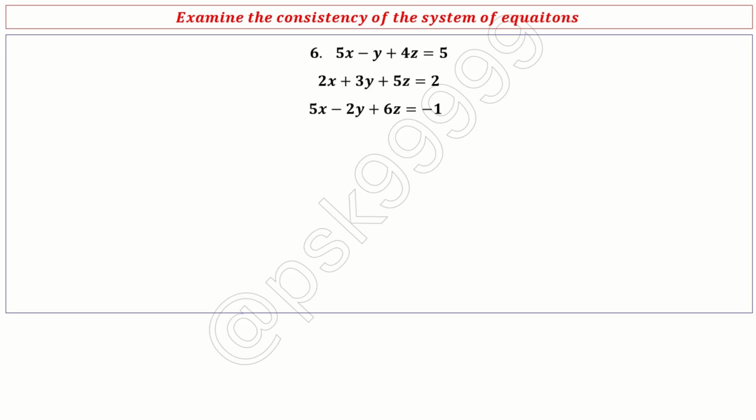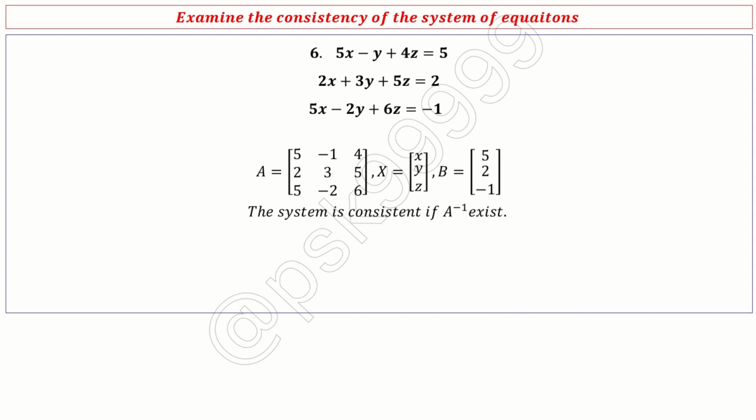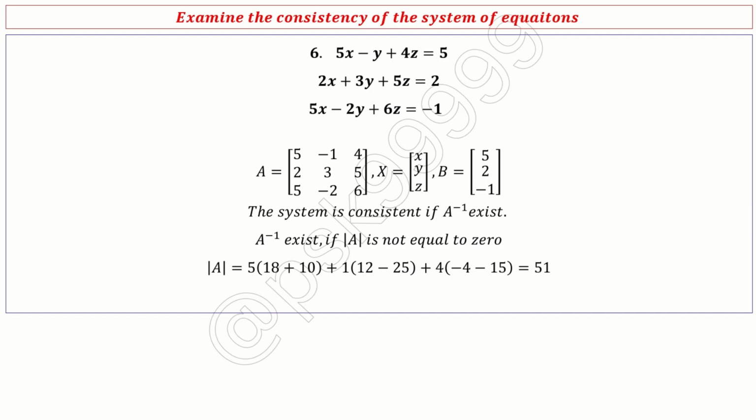Another three variable equations are given, three equations. So find out the matrix A, then find out the determinant of A, which is 51, which means it is consistent.